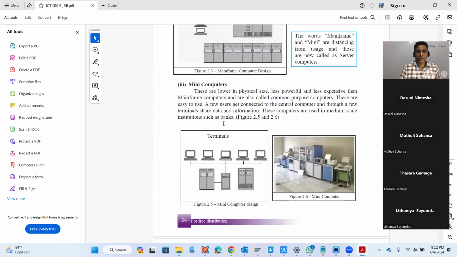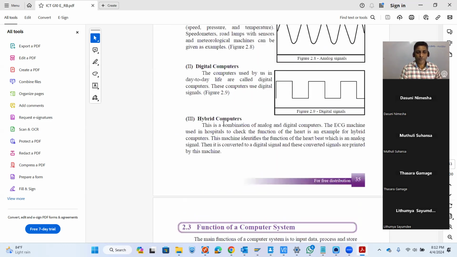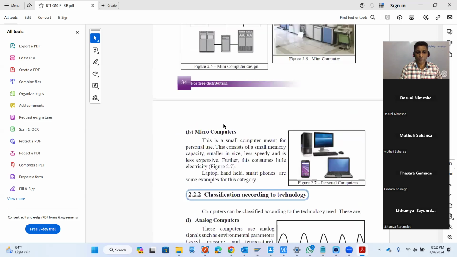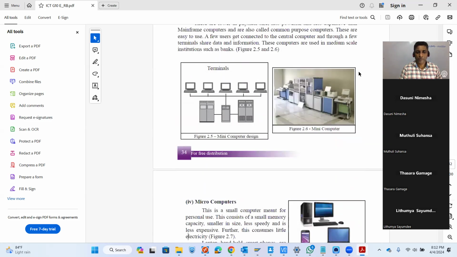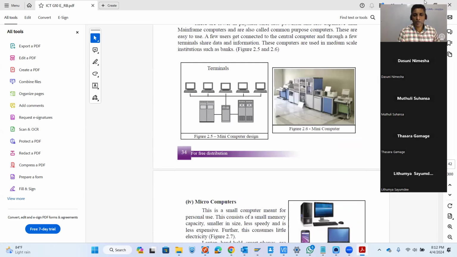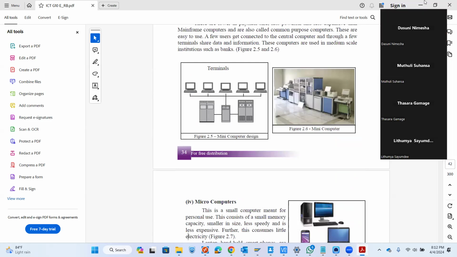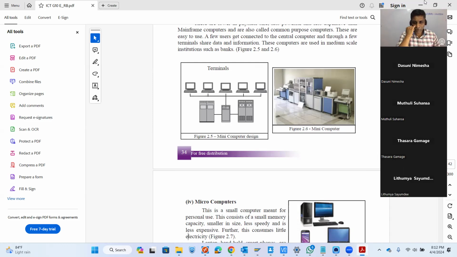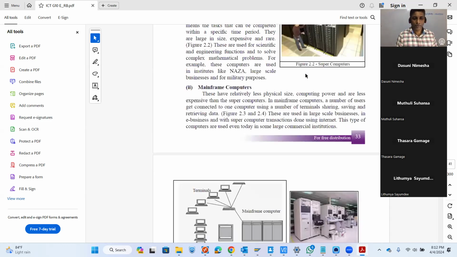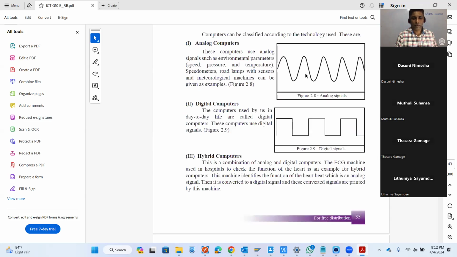Okay, any questions? Any questions? Jasuni, Mutuli, Sasara, Tumya, Inukaputa, any questions? Physical size, understood? Okay.